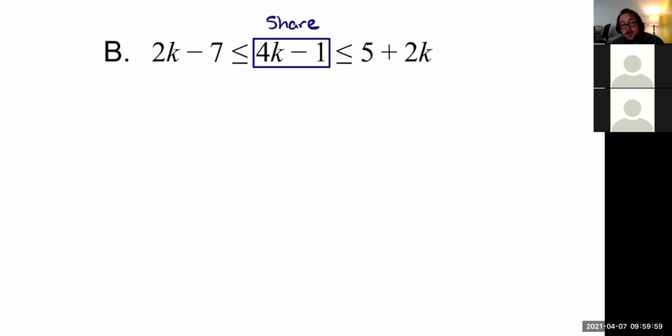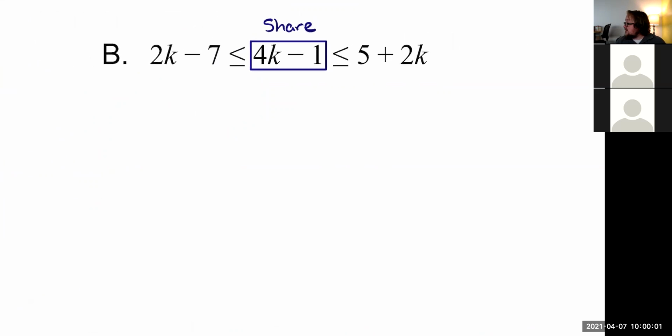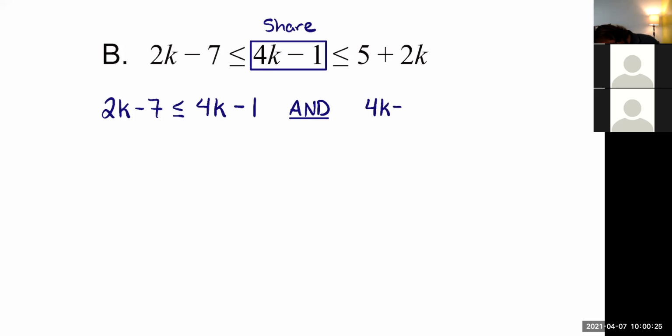So before I can try solving this, I'm going to need to write them out separately to be able to do it efficiently. So my first one is going to be 2k minus 7 is less than or equal to 4k minus 1. Write my word "and" in there just as a reminder for later. And then the second one is going to start with that 4k minus 1 is less than or equal to 5 plus 2k.